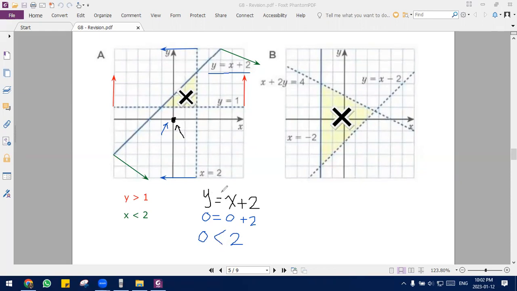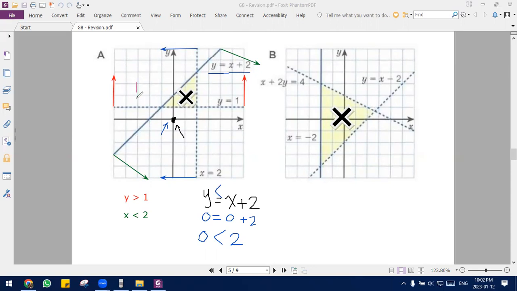So you need to keep the same sign. Now it's not y equal to, now it's y greater than x plus 2. Sorry, less than. Because 0 is less than 2. So y is less than x plus 2. But now we have one more thing I forgot to mention about, which is the lines.